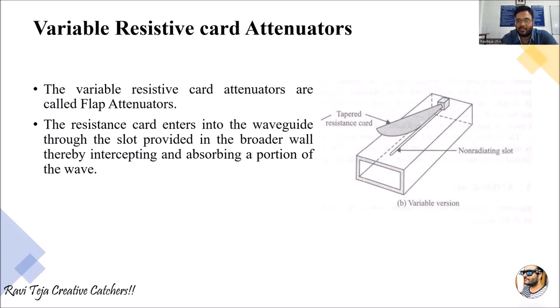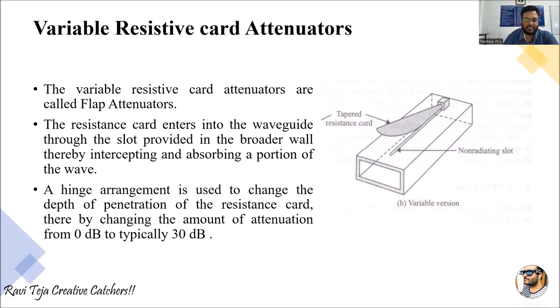The resistance card enters into the waveguide through the slot. As I have already said, this resistive card enters the waveguide through the non-radiating slot, absorbing a portion of the wave. There is a hinge arrangement used to change the depth of penetration. Based on this hinge arrangement, the depth of penetration is set, and the amount of attenuation changes from 0 decibels to 30 decibels. Mostly, attenuation can be done only up to 30 decibels.